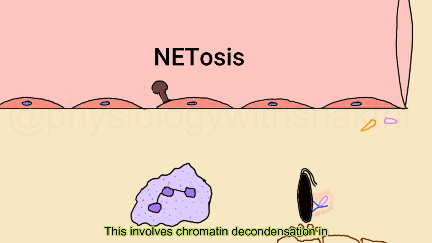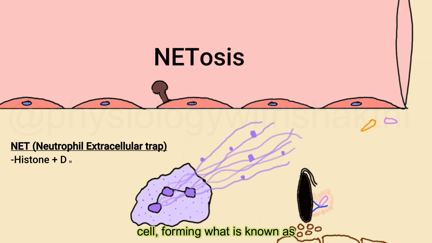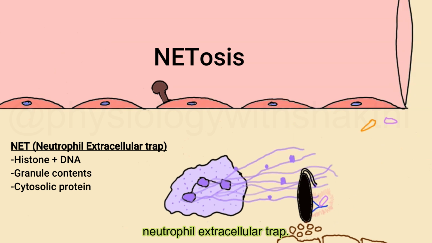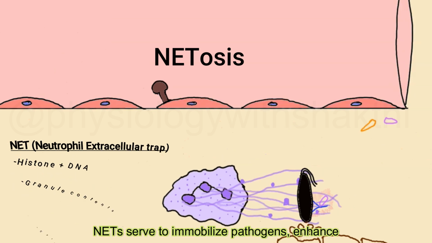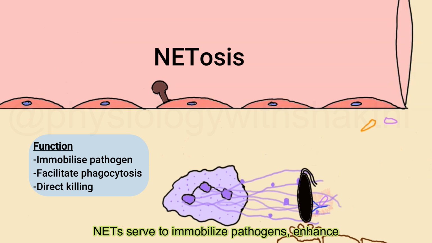This involves chromatin decondensation in the nucleus, followed by mixing with cytoplasmic and granular proteins. The resulting material is expelled from the cell, forming what is known as a neutrophil extracellular trap. NETs serve to immobilize pathogens, enhance subsequent phagocytosis by neutrophils, and can also directly kill microbes via the toxic contents of granules and cytoplasmic proteins.